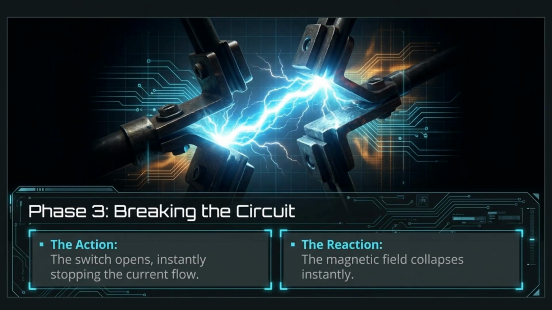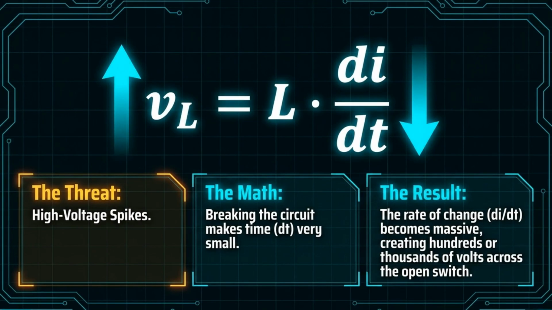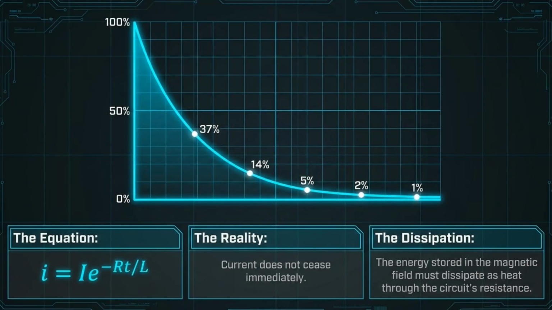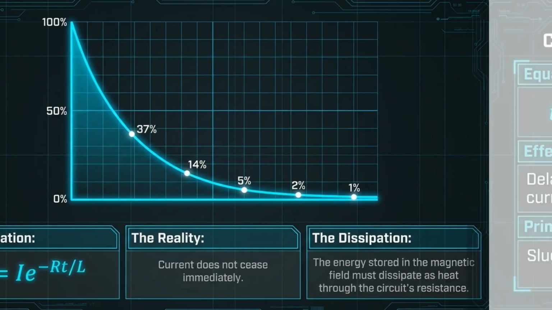As the switch opens and current flow stops, the magnetic field collapses instantly. This rapid collapse creates a massive rate of change in current. According to the voltage equation, this can create thousands of volts across the opening switch. In reality, current does not cease immediately. The energy stored in the magnetic field must dissipate, usually as heat, through the resistance of the circuit.